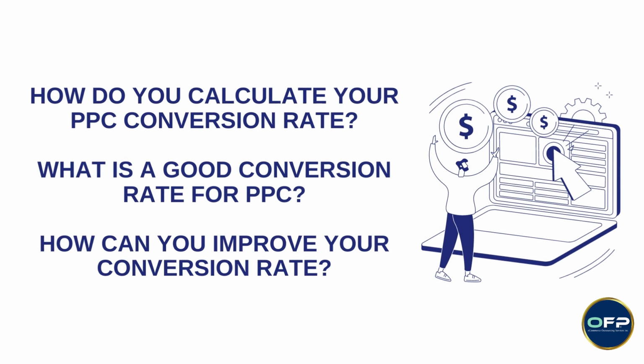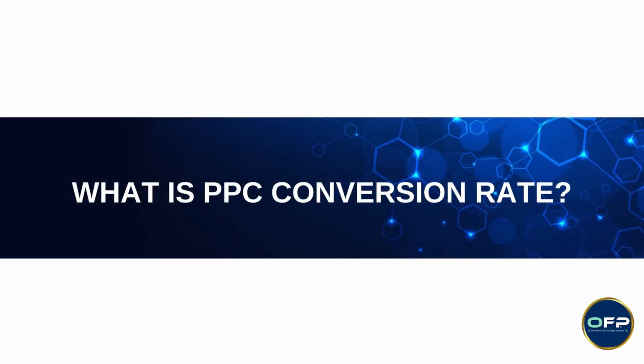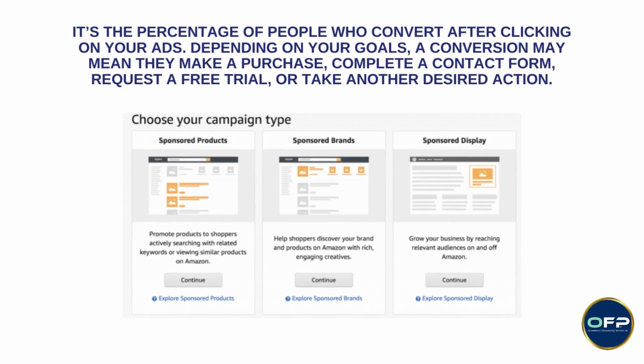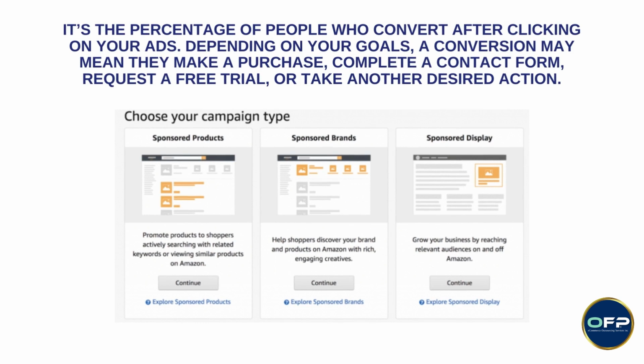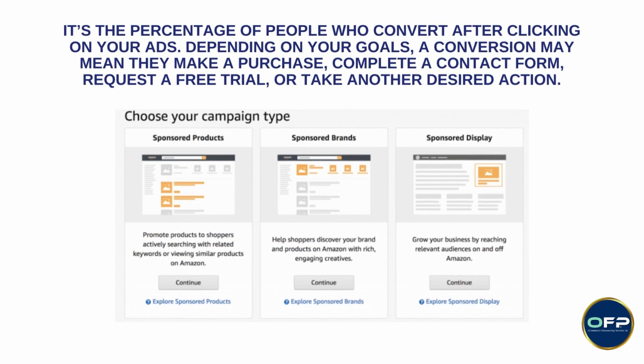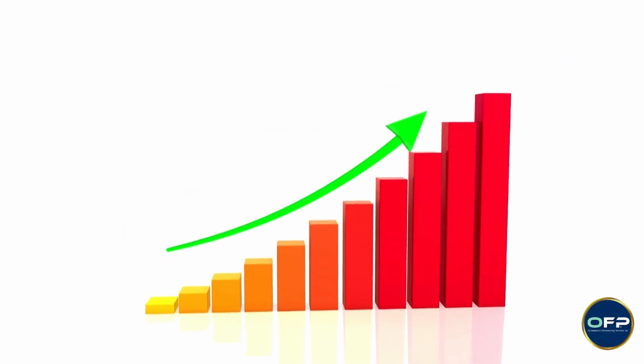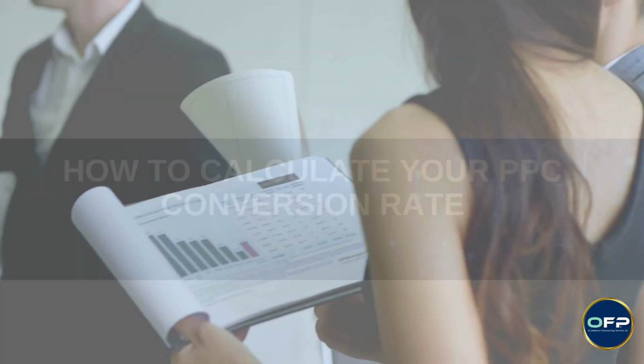What is a good conversion rate for PPC? How can you improve your conversion rate? What is PPC conversion rate? It's the percentage of people who convert after clicking on your ads. Depending on your goals, a conversion may mean they make a purchase, complete a contact form, request a free trial, or take another desired action. In general, a higher conversion rate means your campaign is driving results for your company.